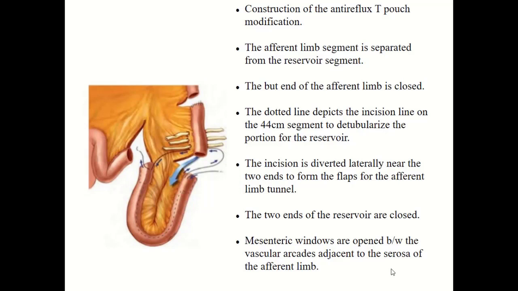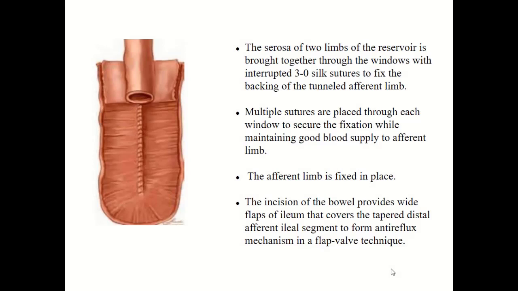The two ends of the reservoir at the closed mesenteric windows are opened between the vascular arcades adjacent to the serosa of the afferent limbs to allow for the suture. The serosa of the two limbs of the reservoir is brought together through the window with interrupted 3-0 suture to fix the backing of the tunneled afferent limb. Multiple sutures are placed through each window to secure the fixation while maintaining good blood supply to the afferent limb. The afferent limb is fixed in place.